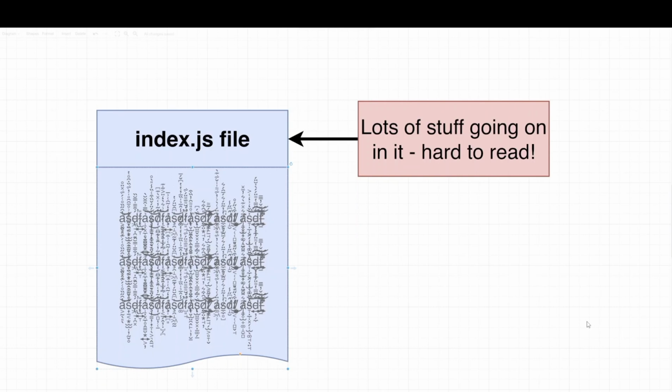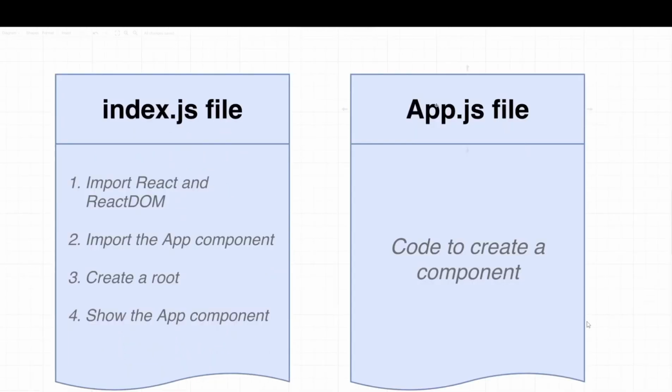So what we will do is create a component called App and do all of our coding in that file. We will use the index.js file only for rendering our components, like importing React and ReactDOM, importing the App component, creating a root and showing the App component on our screen. So this is what the index.js file is meant to be, and all the other main things of our application will be done in the app.js file.